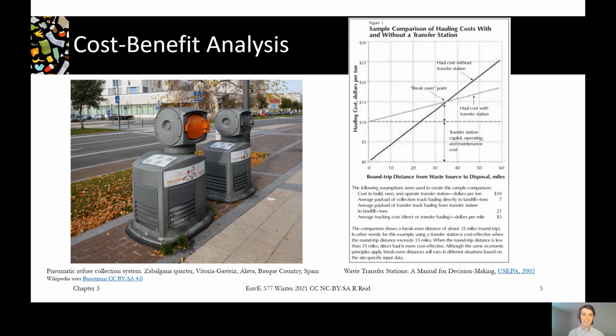On the left of this slide, you can see there's some funny looking waste receptacles. This is a pneumatic waste collection system in Spain. I don't think there's any like it in North America, but this is an example of a very capital intensive system. So they have to have all these waste pipes underground and blowers to add vacuum to the system, but maybe less operationally expensive because they don't have trucks running out every day.